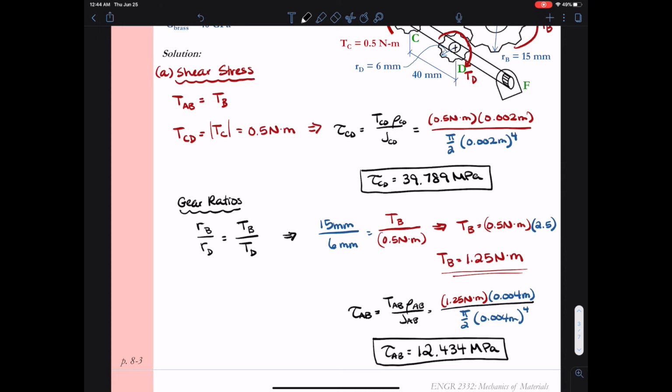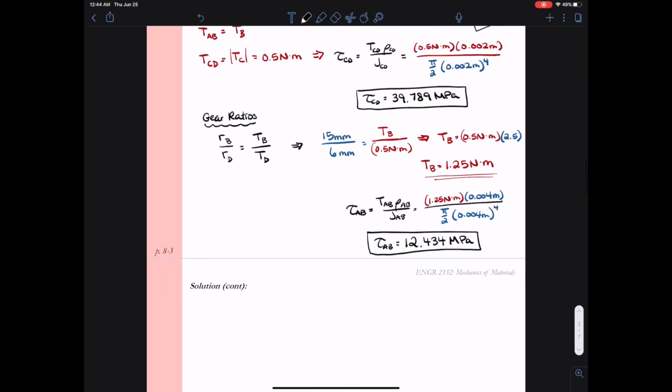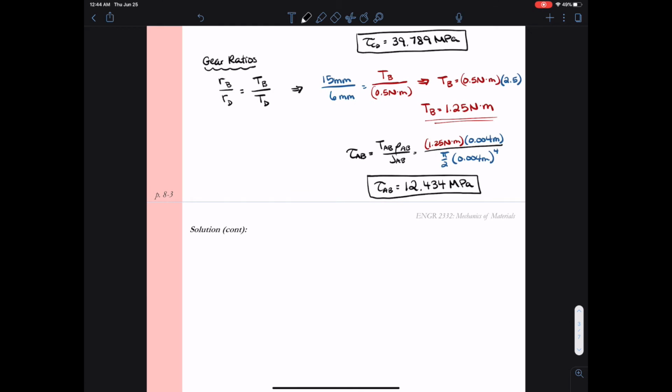All right, not that the question asked us, but this falls well within the range of yield stress for brass. So most clock parts are made from brass to help with corrosion long term. And so these values both fall well below the yield stress of brass. So our system should work well into the future and help keep us on time.